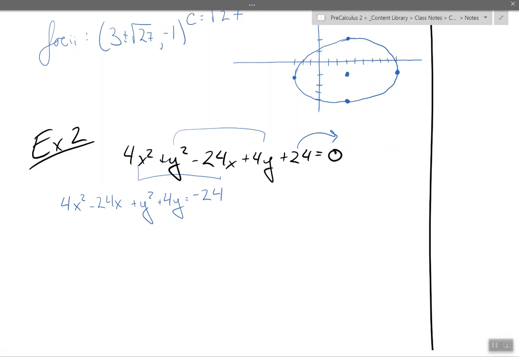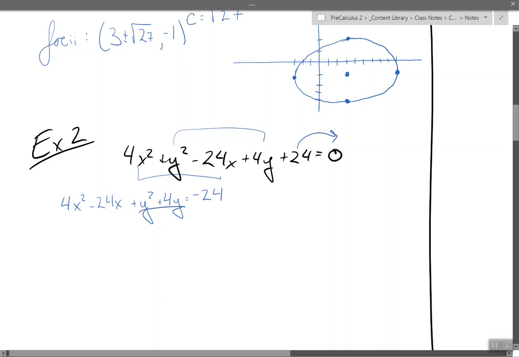So what we want to do, one last step before we go to completing the square, is the coefficient for the squared terms needs to be 1. And if it's not, we need to factor something out. So for the y's, we're good because it's 1y squared. But for the x's, there's a 4. So we need to factor 4 out of both of those. So we have 4 quantity x squared minus 6x, plus, it's still just y squared plus 4y equals negative 24.